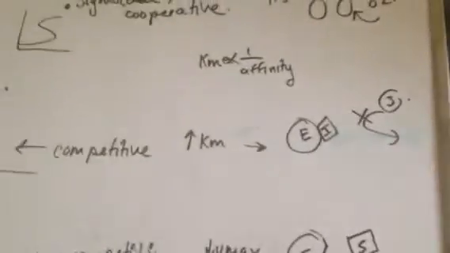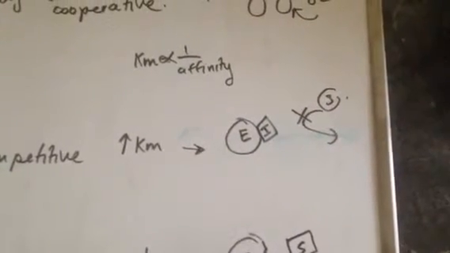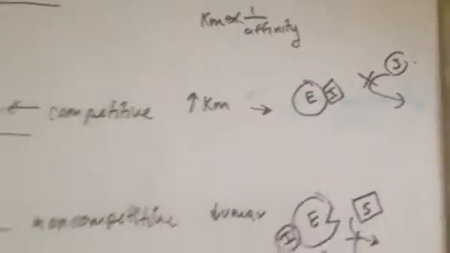Here what we notice is that for competitive inhibition, the inhibitor needs to bind at the active site, which prevents the substrate from binding to it. It does not bind anywhere else but the active site.